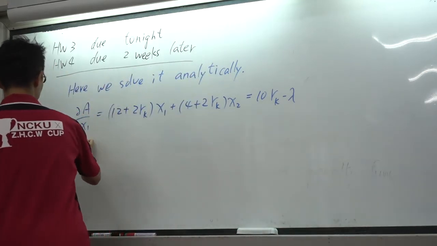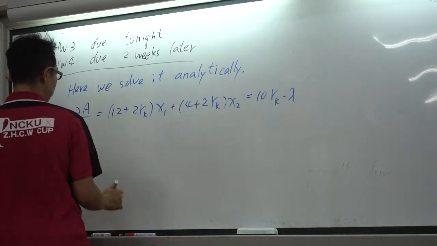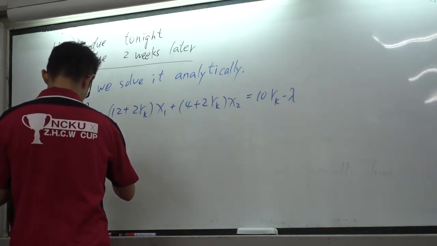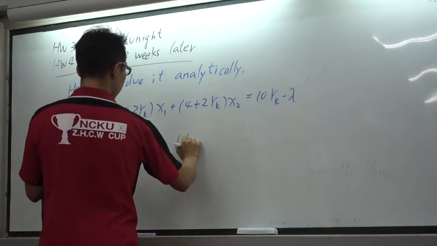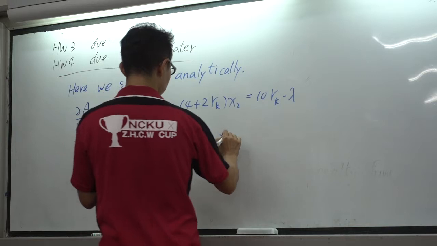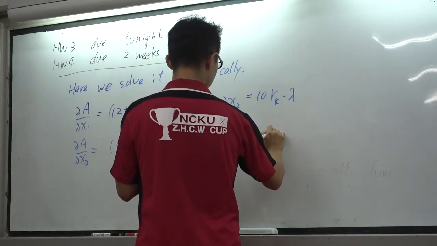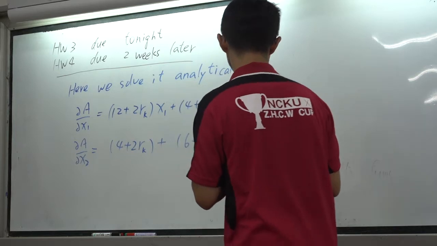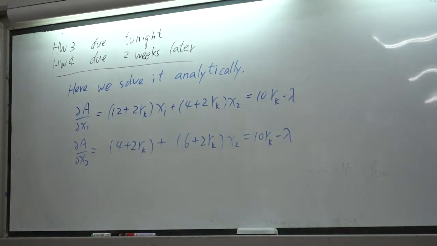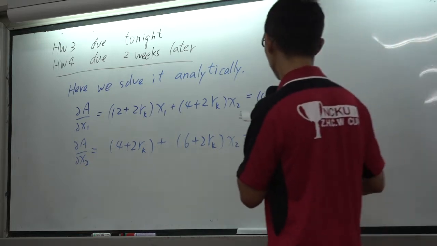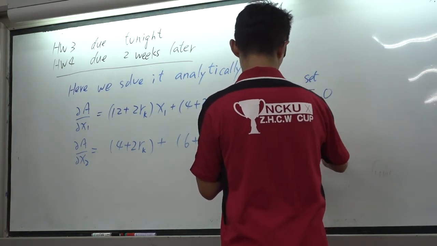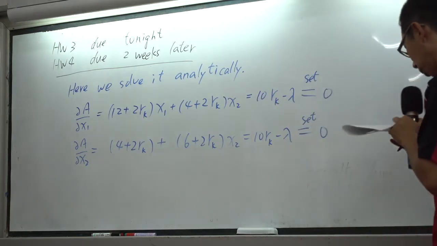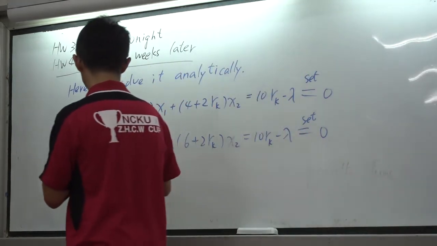And take the partial derivative with respect to x2, very similarly. I think this is very straightforward, right? We just take the partial derivative with respect to x1 and x2. And as usual, let's set this to be 0 in order to solve for x1 and x2.